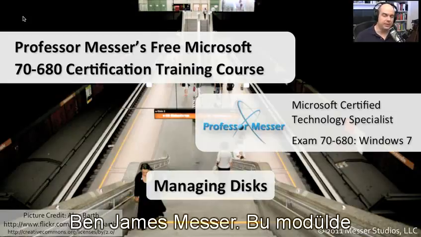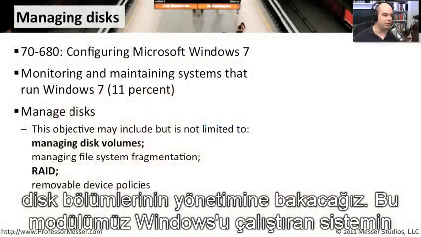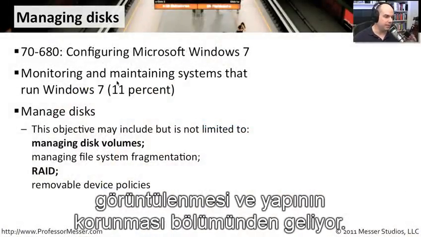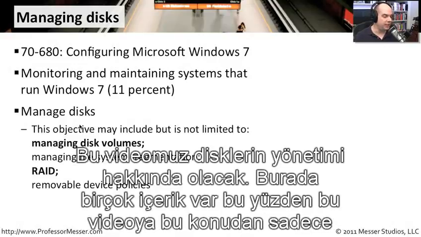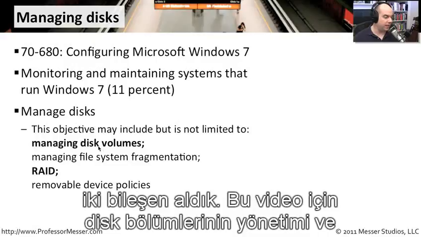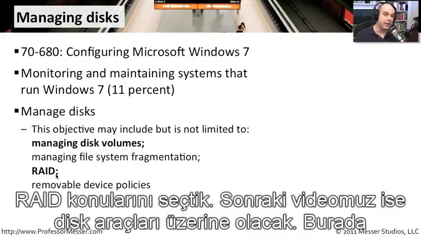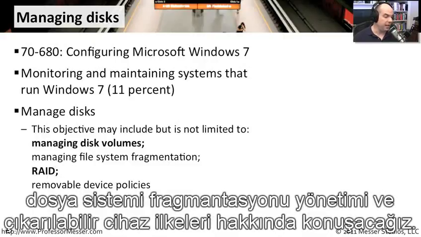I'm James Messer, and in this module we're going to look at the managing disks part of the certification. This comes from the monitoring and maintaining systems that run Windows 7 section, and this is on managing disks. There was a lot of content here, so what I've done is take two of the items, managing disk volumes and RAID, and that'll be this video. Our next video is on disk tools, so we'll talk about managing file system fragmentation and removable device policies.